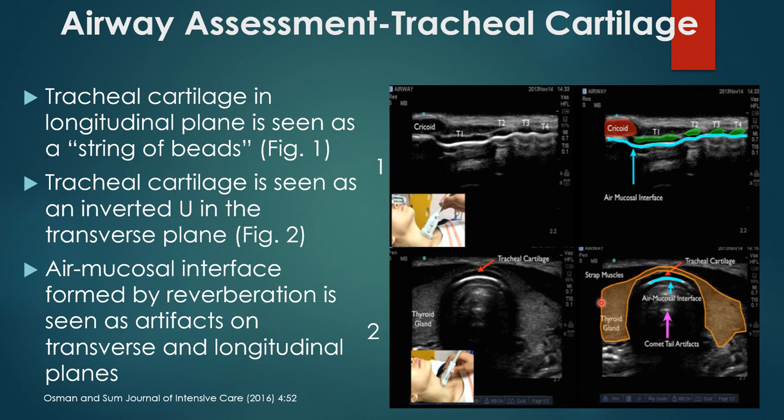cartilage. Here is a nice view of the thyroid gland. You have a nice comet tail artifact here, just some reverberation very similar to what you see in pulmonary, which we'll talk about in a moment. Now this sagittal view here of tracheal cartilage we'll get into when we start talking about the cricoid and the thyroid cartilage, specifically as we talk about the cricothyroid membrane.